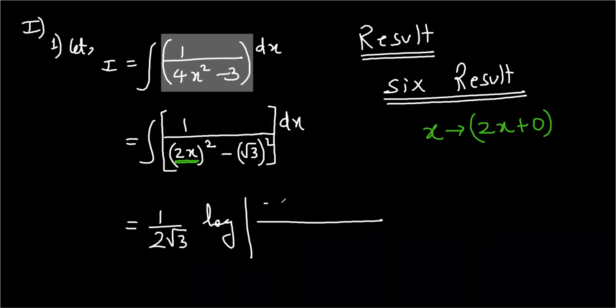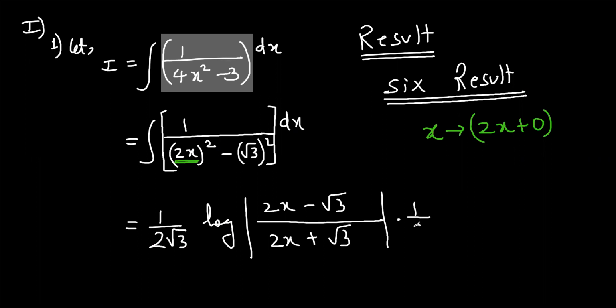So 2x minus root 3 upon 2x plus root 3 into 1 upon 2. Now why this 1 upon 2? It is because the coefficient of x is 2. Whenever we notice while applying the result, the step where you are applying the result, if you have x coefficient other than plus 1, then you will always divide by that. It is x coefficient 2, so we divide it by 2 plus c.